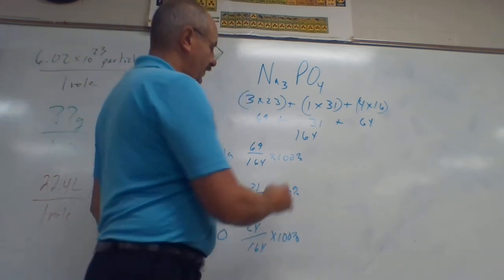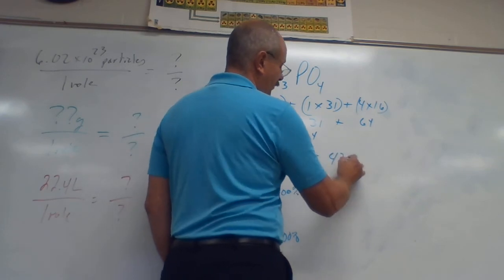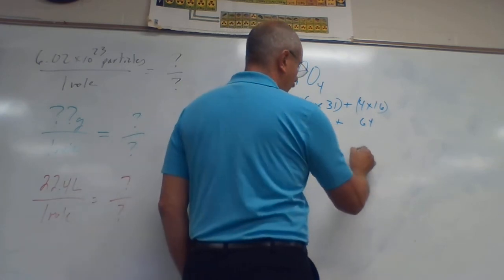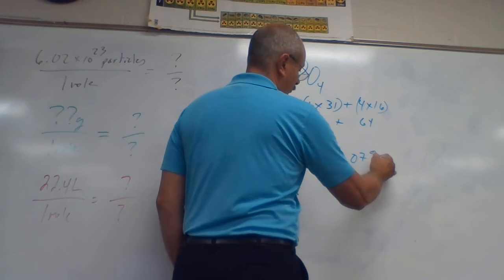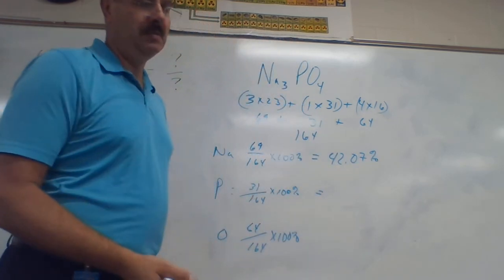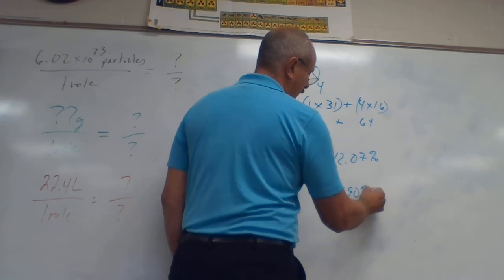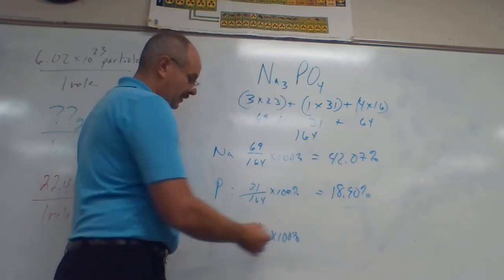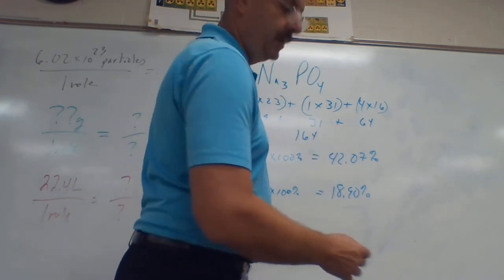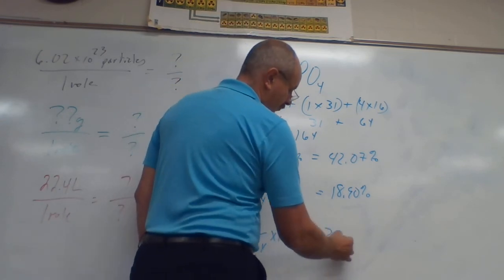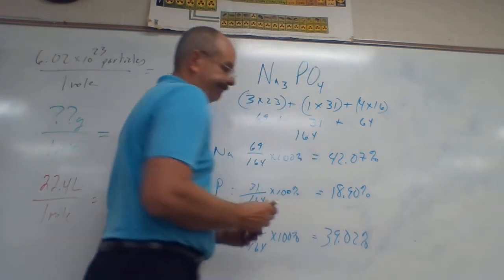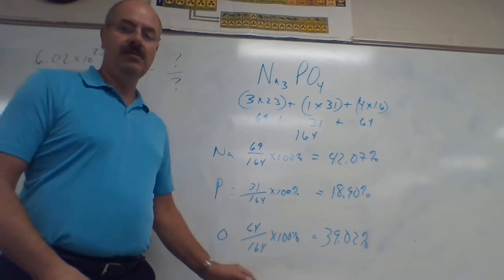So we multiply these guys out and we get, first one is 42.07%. The phosphorus supplies 18.90%. And the last one supplies 39.02%. All right, well that concludes all of them.